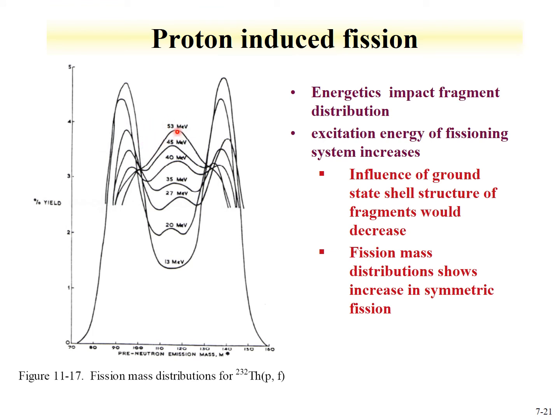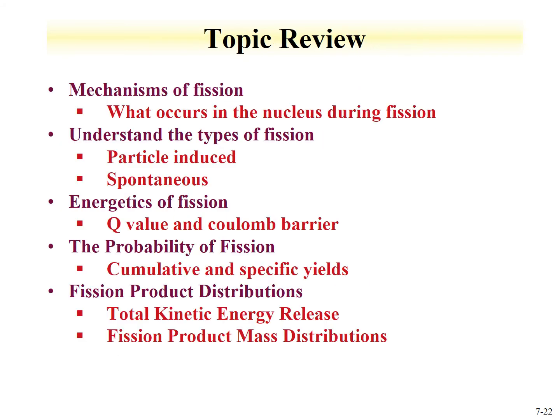We see that we get symmetric fission, which tells us that the ground state, at lower energies, is really dictated by the shell model. And if we can overcome the shell model, we tend to see symmetric fission. And the amount of energy put into the system by the proton, 53 MeV, is enough to help overcome the shell model and allow symmetric fission product formation.